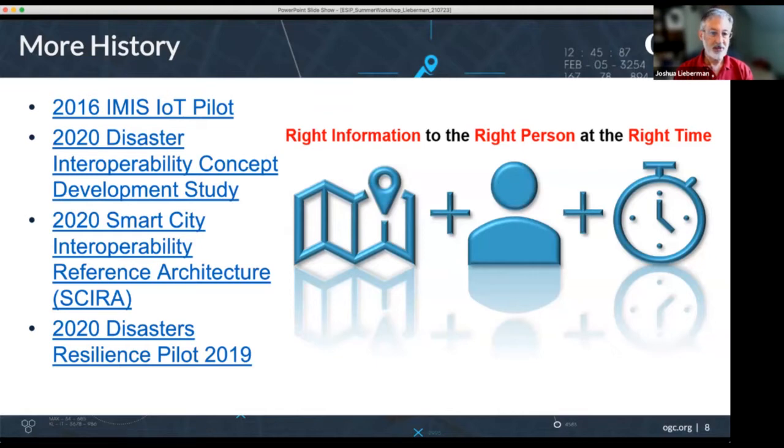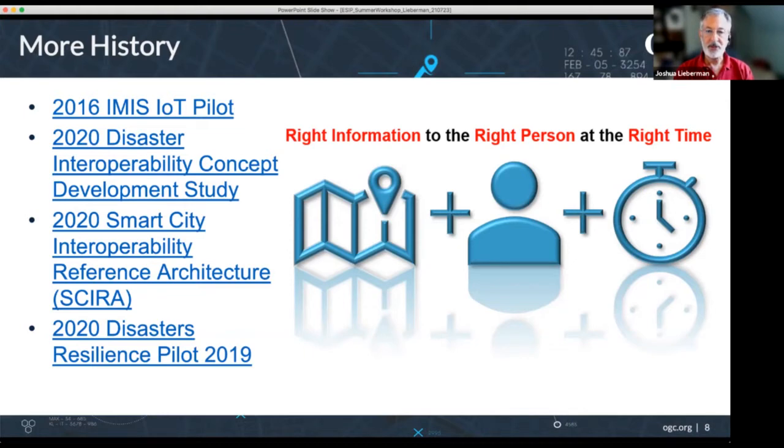And then in 2020, we've had a number of activities. There was a concept development study to try to look at that set of concepts and the relationships in terms of information interoperability during disasters.